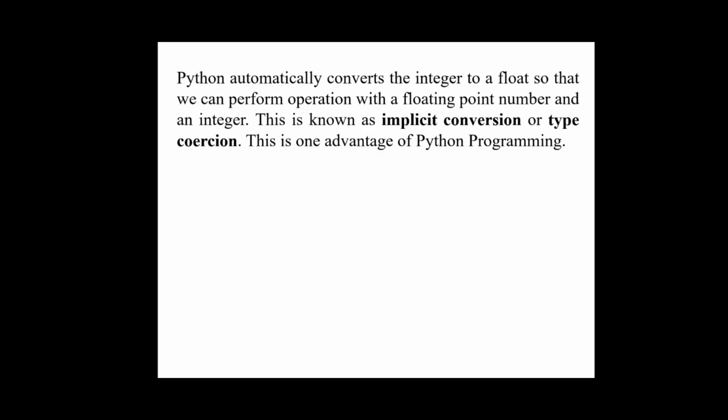So Python automatically converts the integer to a float so that we can perform operation with a floating point number and an integer. And this is known as implicit conversion or type coercion. This is one advantage of Python programming.